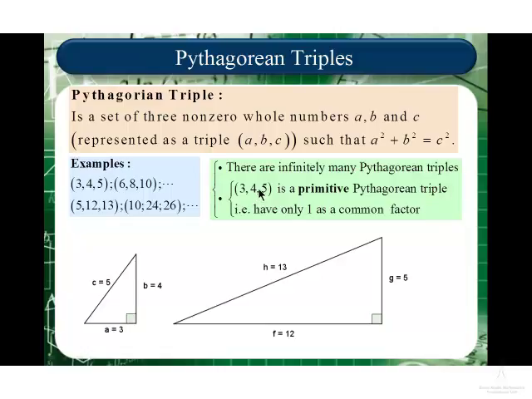Now, what does it mean to be primitive? If it's a Pythagorean triple, it means that the only common factor is 1. So no other number bigger than 1 will divide all three of these numbers representing the Pythagorean triple. Here we have shown also the construction of the corresponding right triangle that is associated with the Pythagorean triples 3, 4 and 5 and 5, 12 and 13 respectively.